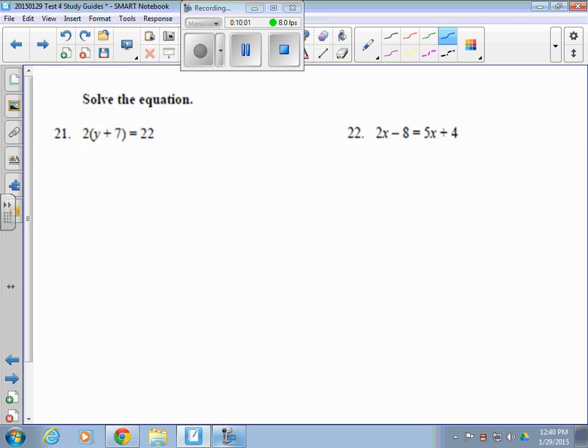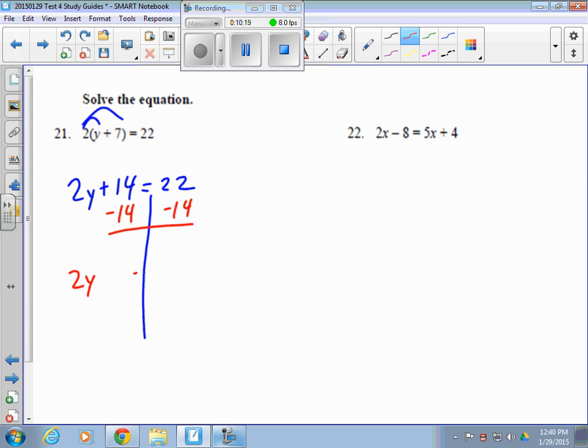21, solve the equation. Now we're getting back to stuff we did in the first couple months of school. 2 times y, 2 times 7 distribute, plus 14 equals 22. You want y to be by itself. Undo your order of operations. Undo plus 14 by subtracting it on both sides.